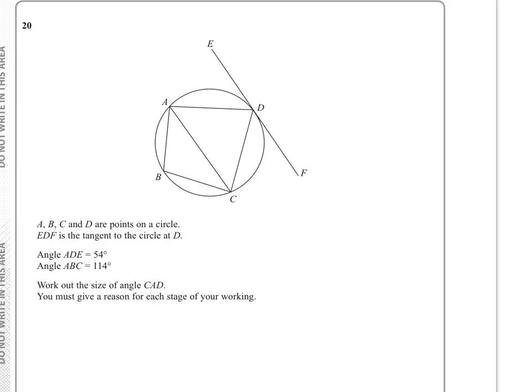Question 20, well that's a circle theorem, and we've got angle ADE is 54, so this angle here is 54 degrees, and we've got ABC is 114, so that's that angle here. We've got to work out the size of angle CAD, so C to A to D, which is this one here. That's what we've got to try and work out.